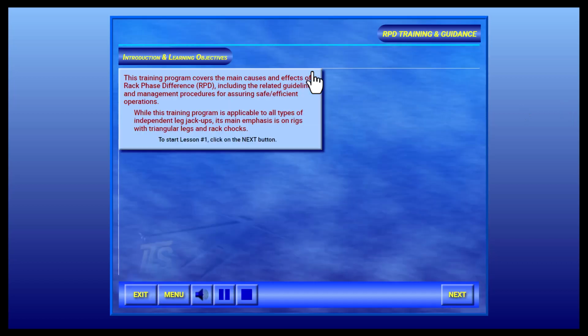This training program covers the main causes and effects of Rack Phase Difference, RPD, including the related guidelines and management procedures for assuring safe and efficient operations. While this training program is applicable to all types of independent leg jackups, its main emphasis is on rigs with triangular legs and rack chocks.